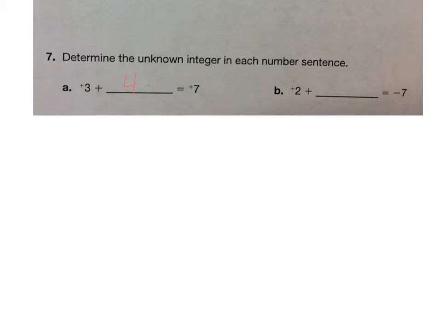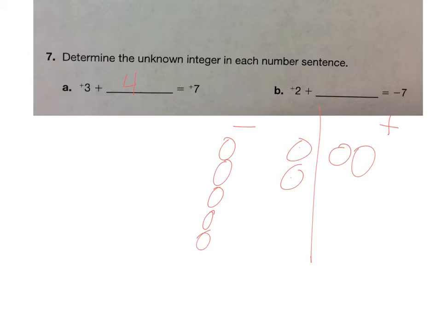2 plus blank equals negative 7. So you're thinking, I have 2, and I've got to get to negative 7. Here are some counters. I have positive 2. I want to get to negative 7. That means ultimately I would need zero pairs for both these 2's, 1, 2. And then I would need another negative 7, 1, 2, 3, 4, 5, 6, 7, 8, 9. So it would be plus negative 9, and that would get me to negative 7.